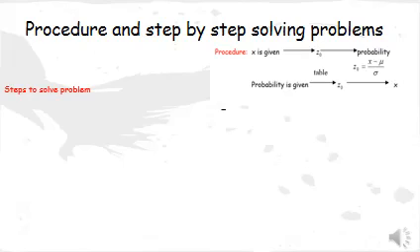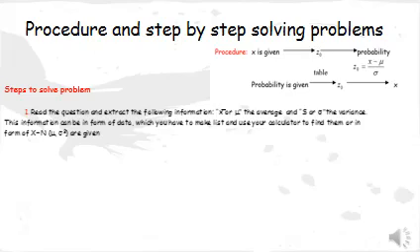The steps to solve problems start with number 1, reading the question and extracting the following information: x bar, or mu, the average, and standard deviation, or sigma, the variance. This information can be in the form of data, which you have to make a list of and use your calculator, or in the form of x, n, mu, sigma, which are given.